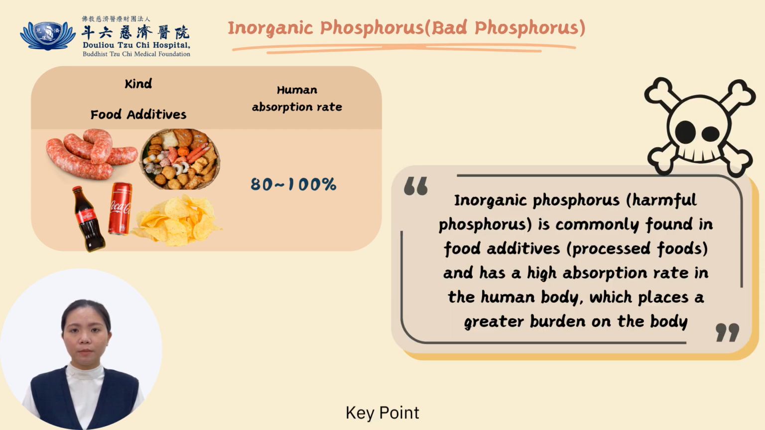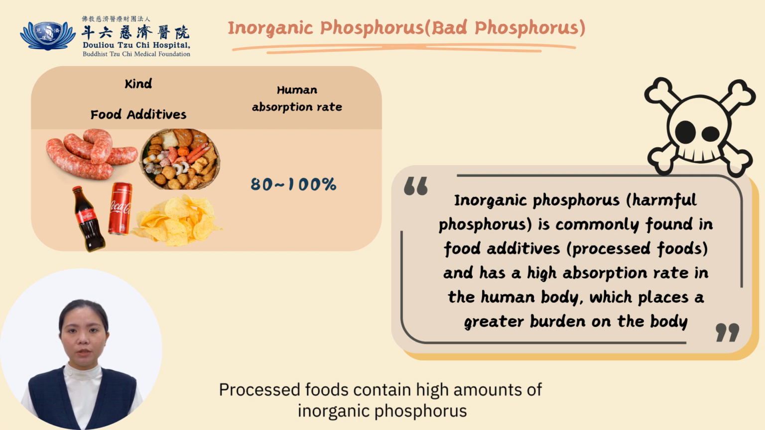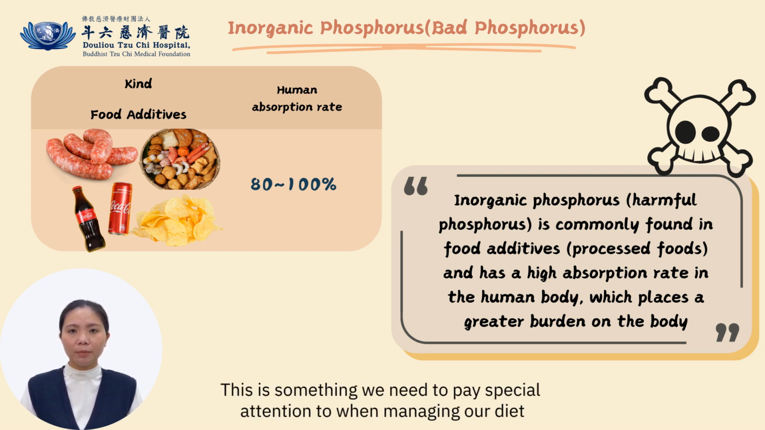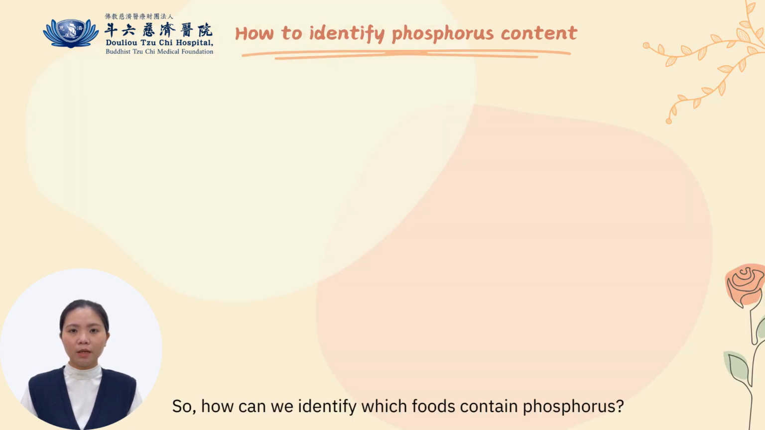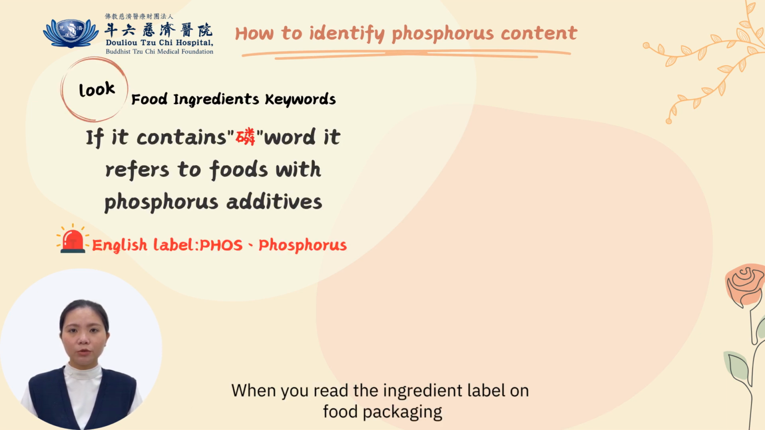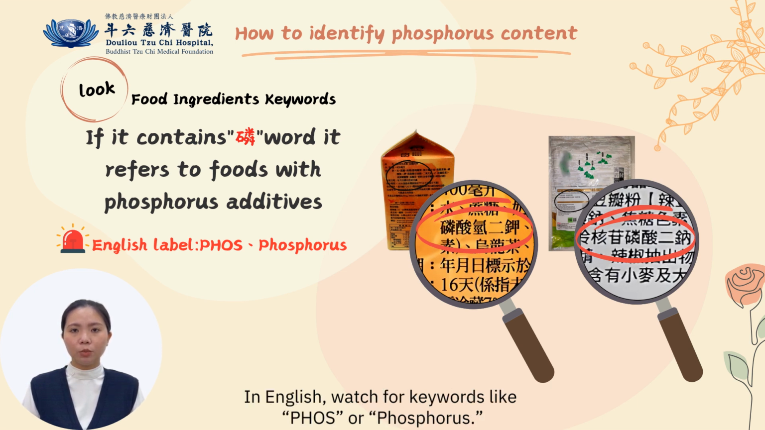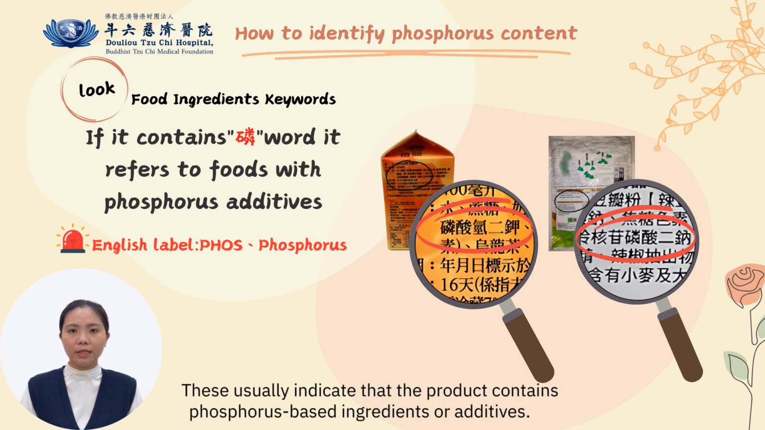Key point: processed foods contain high amounts of inorganic phosphorus, which is easily absorbed by the body. This is something we need to pay special attention to when managing our diet. So, how can we identify which foods contain phosphorus? When you read the ingredient label on food packaging, look for any words that include the character lin, phosphorus in Chinese. In English, watch for keywords like phos or phosphorus. These usually indicate that the product contains phosphorus-based ingredients or additives.